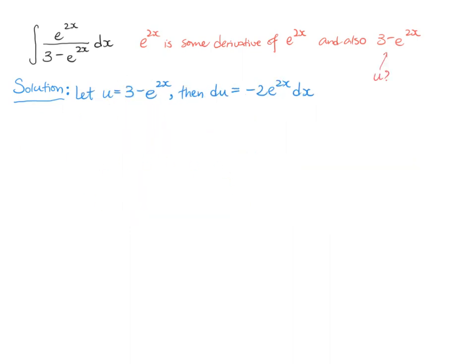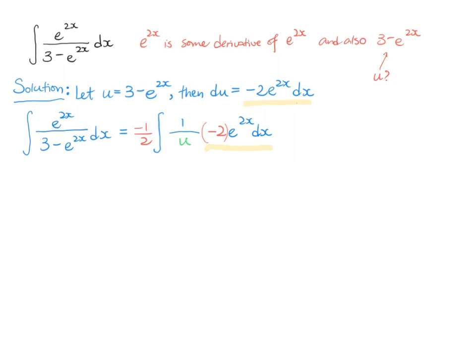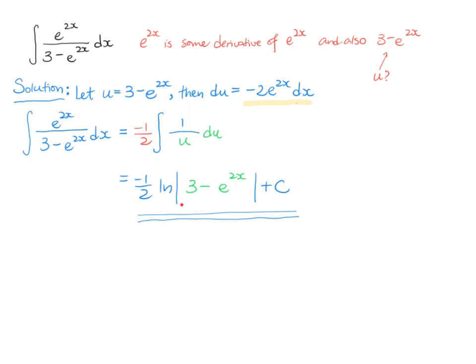So what about if we take this option as u? Then du would be negative 2e^(2x) dx, right? Similarly, I move this to the right-hand side to join the dx, and this whole thing would be u. And this time I'm adding the negative 2 to match with the du here. So we're ready to go. This is just negative 1 over 2 times ln of the absolute value of u plus c. And we end up with the same answer here.